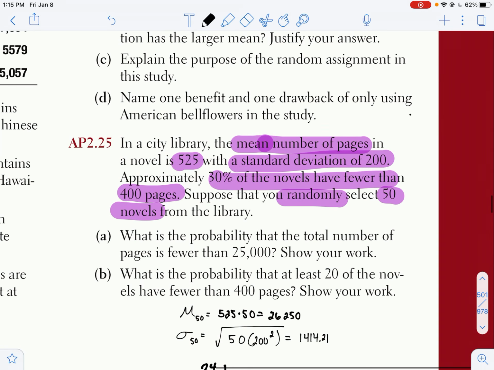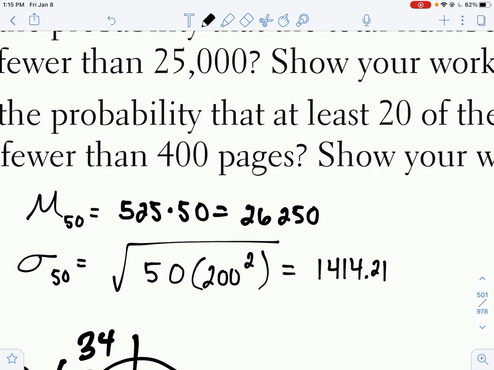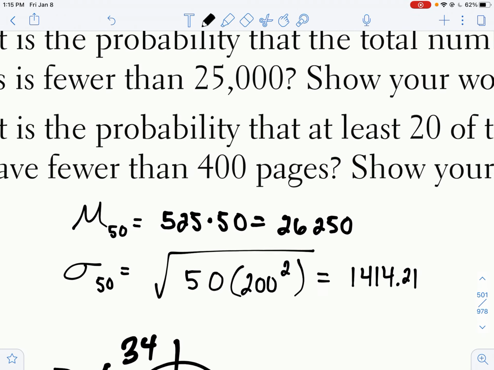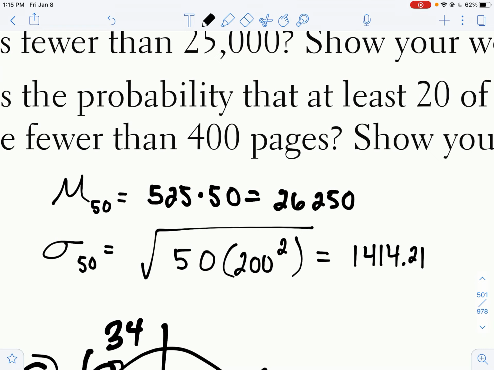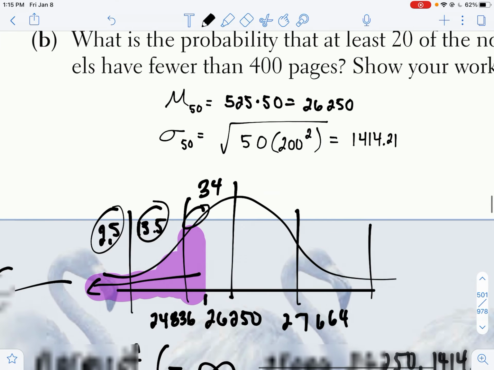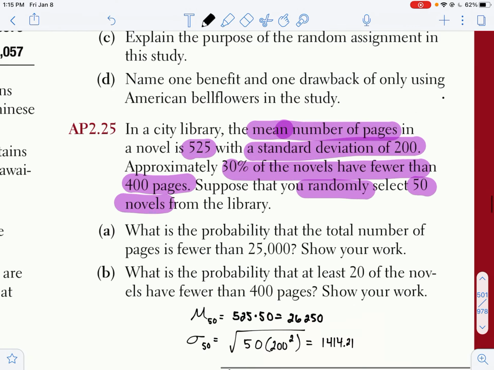Again, how did they do this? We knew the mean number of pages. We knew a standard deviation. So what I did was I figured out the total for 50 books, by multiplying the mean of 1 by 50. For the standard deviation, I squared that standard deviation, added it 50 times, and then found the square root, because again, you have to find the variance first. And then I assumed a normal distribution to calculate that.